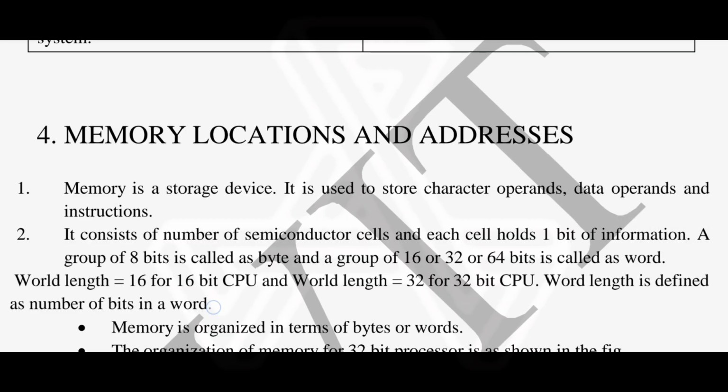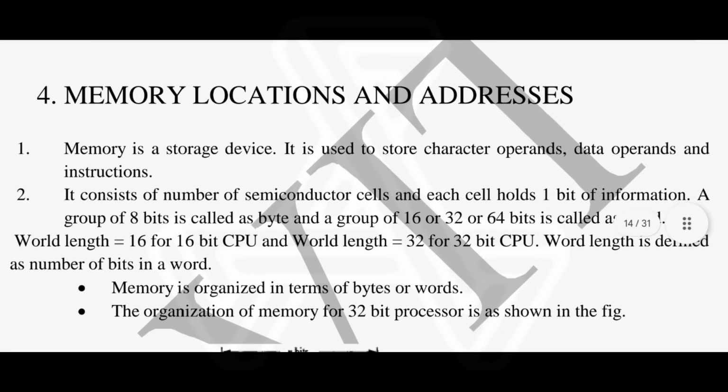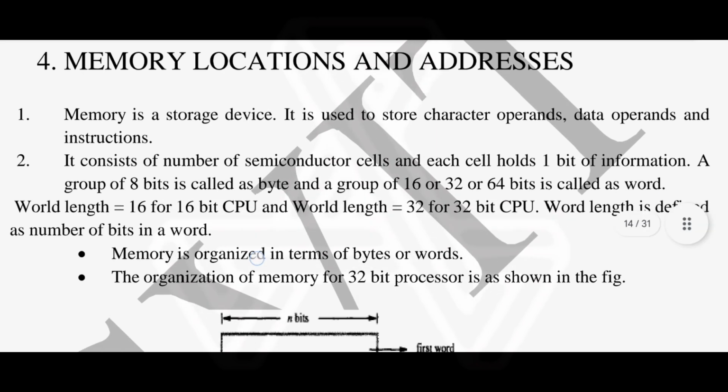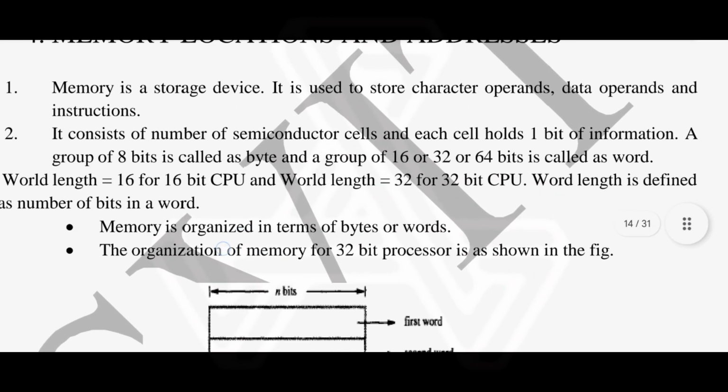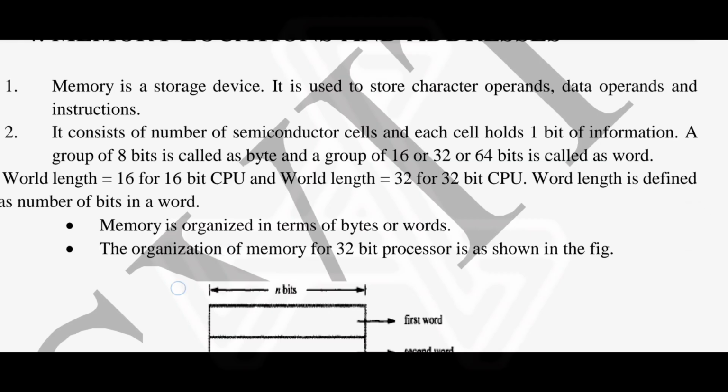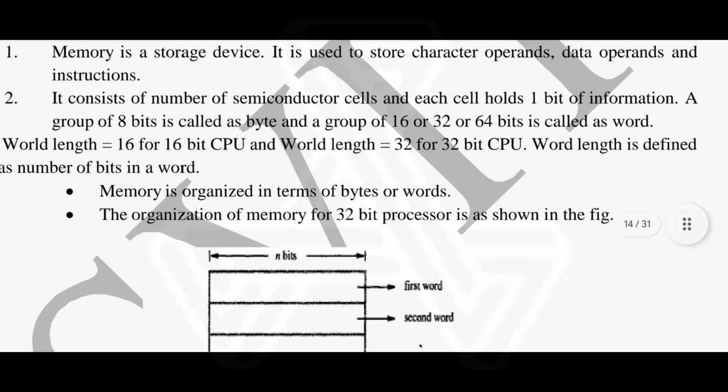Memory locations and addresses. Memory is a storage device. It is used to store characters, operands, data, and instructions. It consists of a number of semiconductor cells, and each cell holds one bit of information. The group of 8 bits is called a byte, and a group of 16, 32 or 64 bits is called a word. Word length 16 for 16-bit CPU, word length 32 for 32-bit CPU.